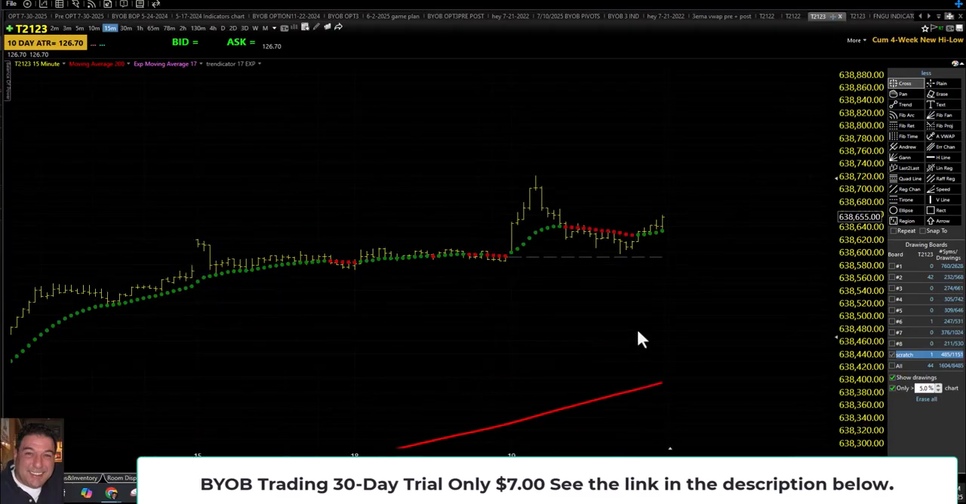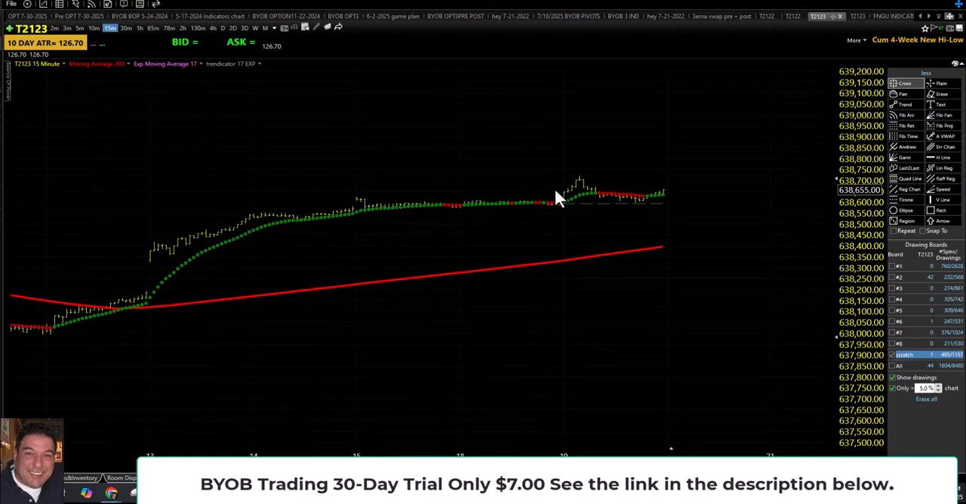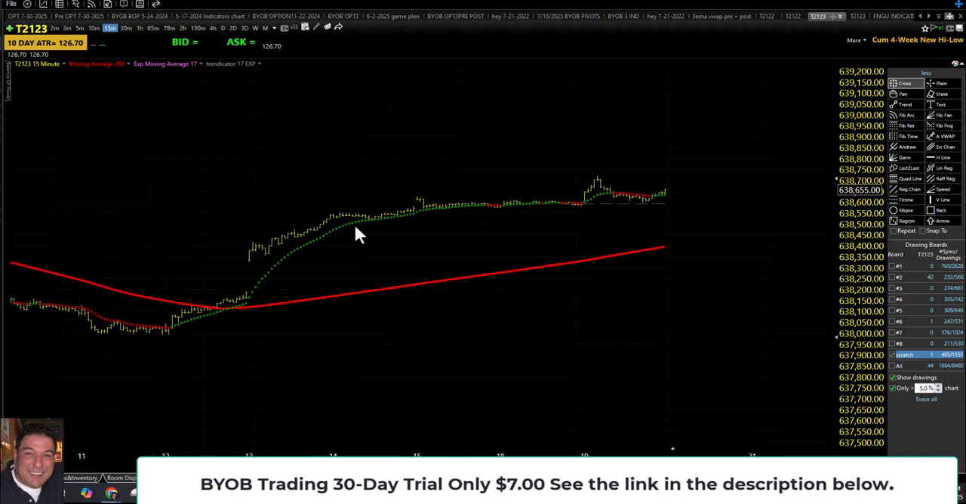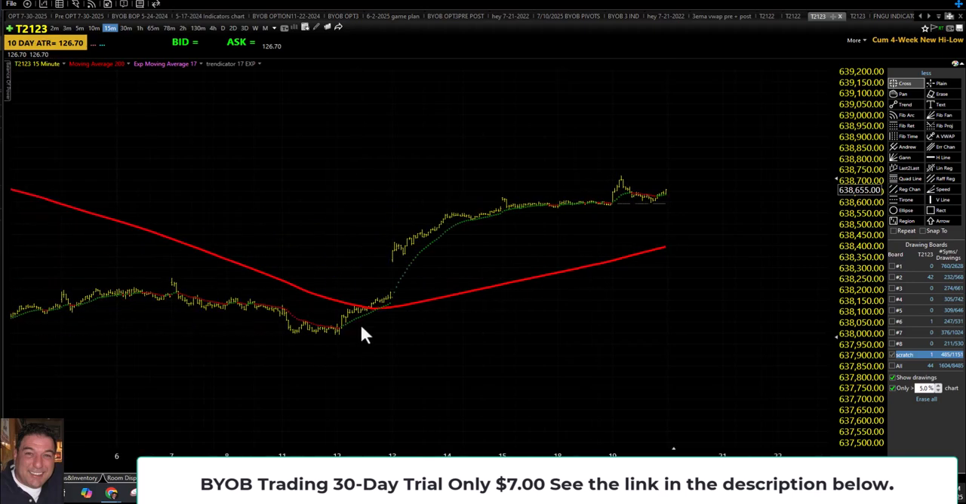All right, you can see right here we're making higher highs, so there's an uptrend going on in the T2123. We're up over the 15-minute 200 SMA. Okay, you've got price action that moves up and then over to the right, so that's a bullish environment whenever we can get price to move up. All right, up and over to the right.